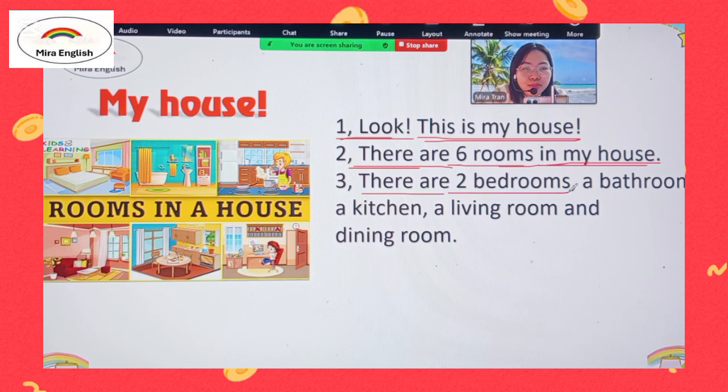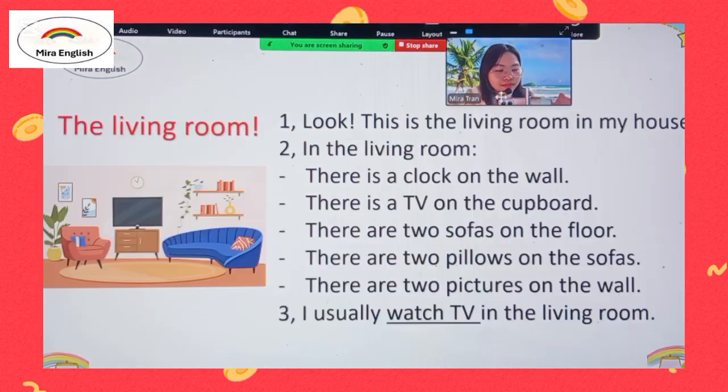There are 2 bedrooms, a bathroom, a kitchen, a living room, and a dining room. Yes. Có 2 phòng ngủ, một phòng tắm, một phòng bếp, một phòng khách và một phòng ăn. Okay? Good. Okay, bây giờ mình sẽ cùng miêu tả phòng khách nha.